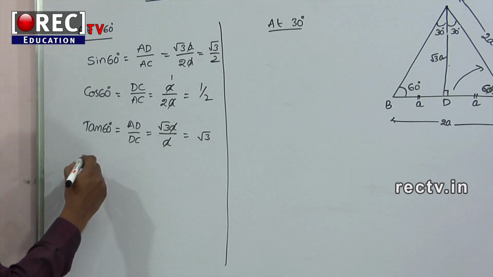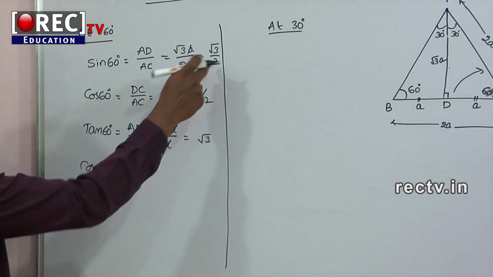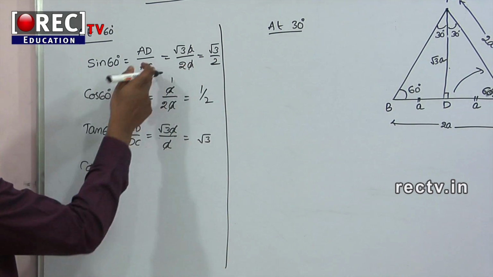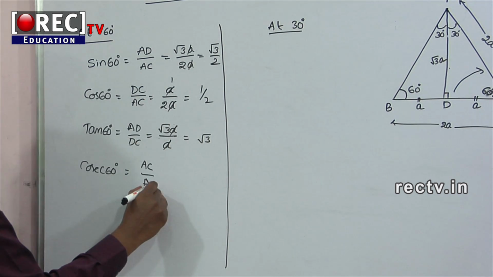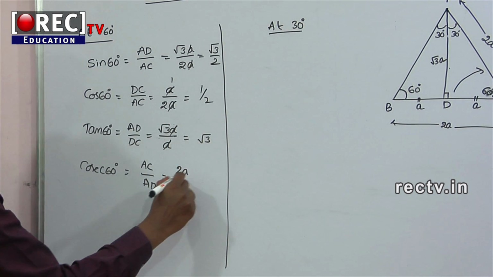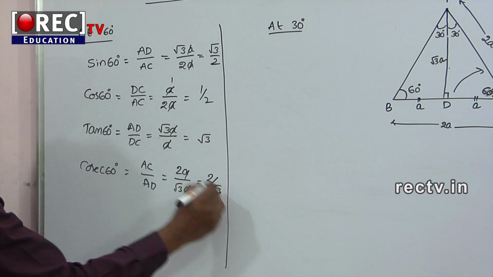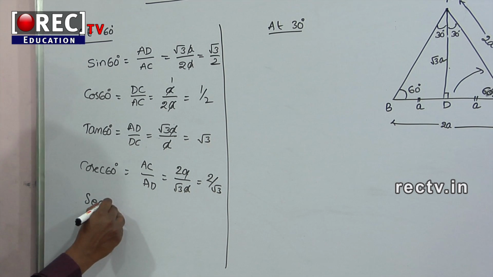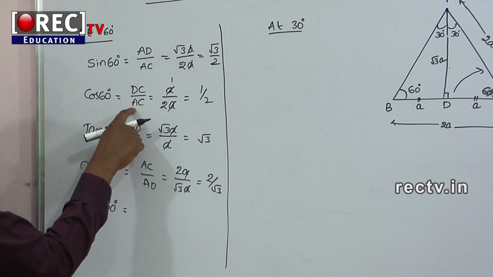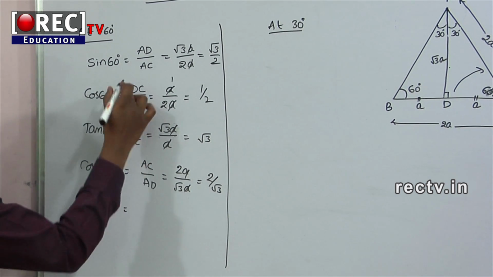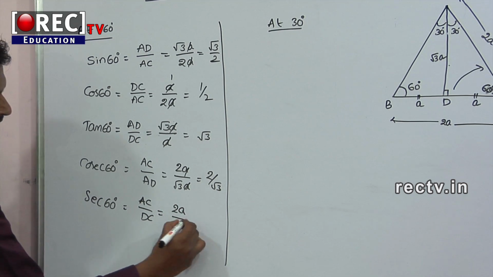Now already we know that cosecant 60 degrees is equal to 1 by sin 60 degrees. That is equal to 1 by root 3 by 2. So AC divided by AD we have to write, that is equal to 2a divided by root 3a. The a's will go and this is 2 by root 3. And next secant 60 degrees is equal to reciprocal of cos 60 degrees. So for this reciprocal we have to write AC divided by DC, that is equal to 2a divided by a.